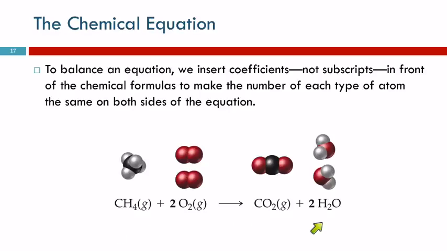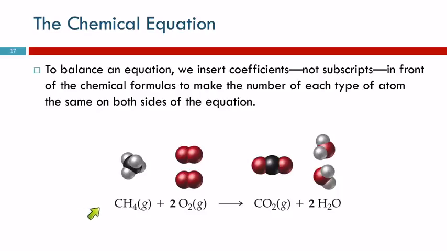To indicate this in our equation, we just put a number in front of the formula. 2 O2 means 2 oxygen molecules. It's not an oxygen molecule that has 4 atoms bonded together. Oxygen molecules are diatomic, 2 atoms. This is just saying I have 2 of them. And over here, 2 water molecules. There's one water molecule, and there's the second water molecule.